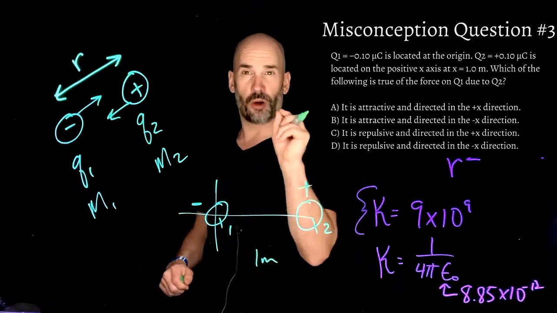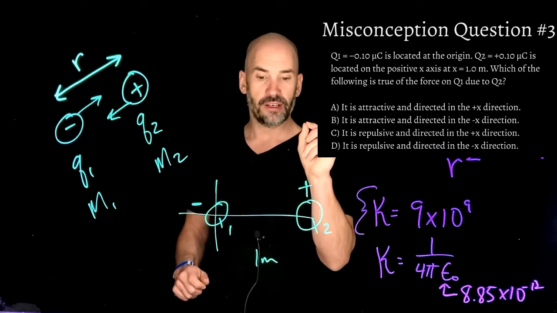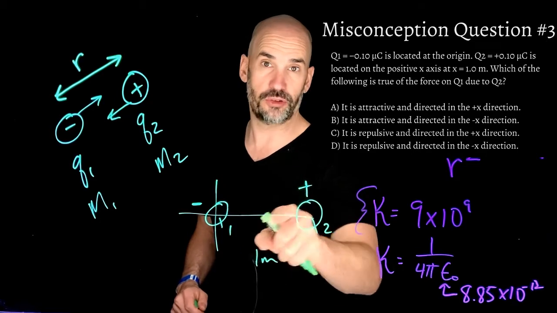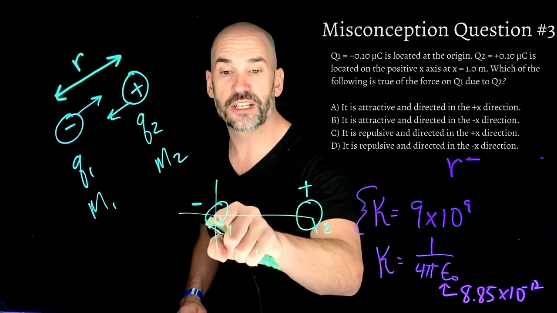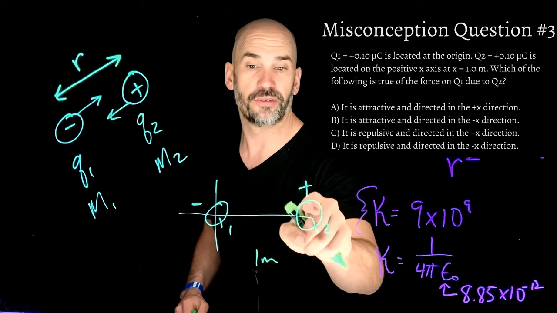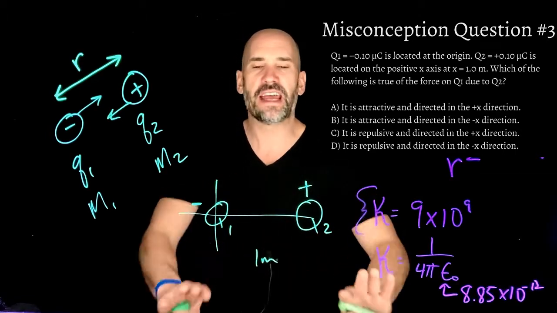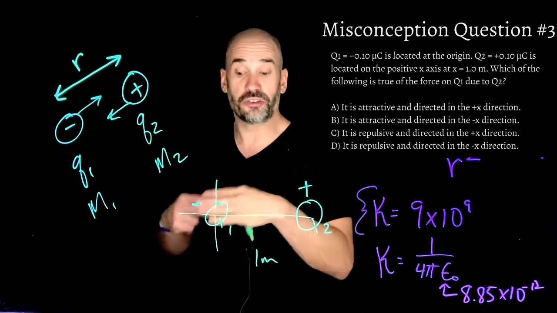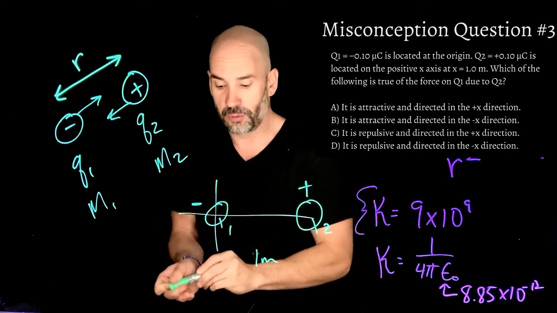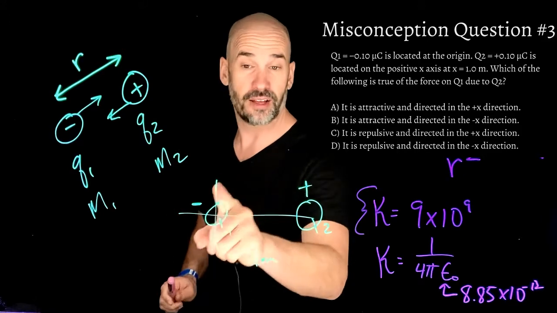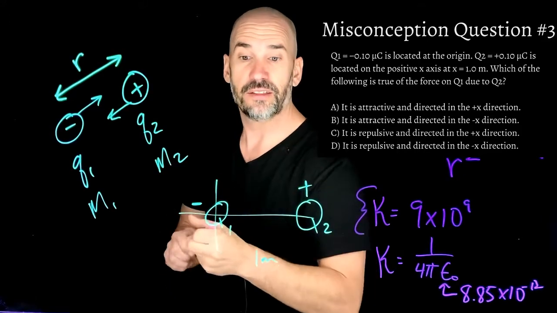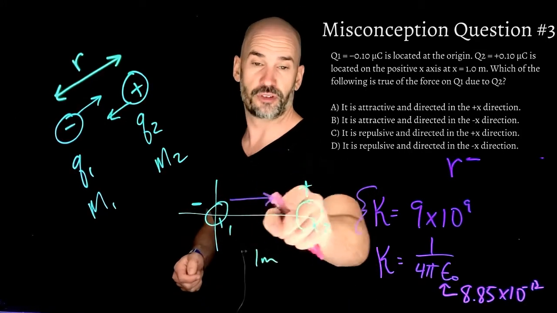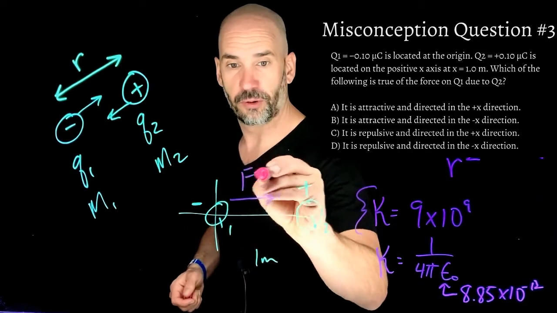So the question is asking, which of the following is true of the force of Q1 due to Q2? In other words, what force does Q1 experience as a result of Q2 being there? Before you even look at the answer choices, look as deeply as possible at the question and tell us what you do know. Well, I know that because this is positive, there is going to be a force on Q1 in this direction, right? There's going to be a force of attraction. So I'm going to say that my little force looks like that.